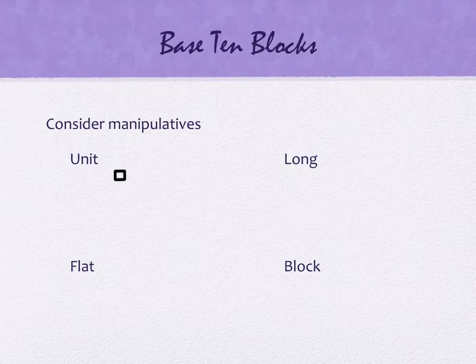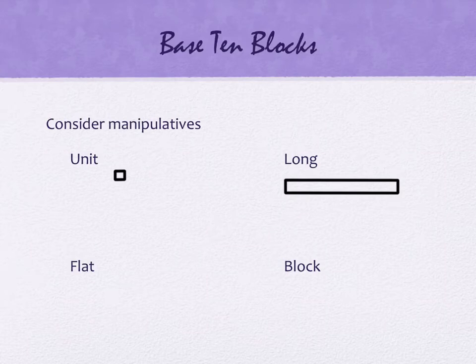So the long looks like the same thing, but just 10 long. Okay? So a unit is in fact the ones place, and it's worth 1. A long is worth 10. It's the tens place.